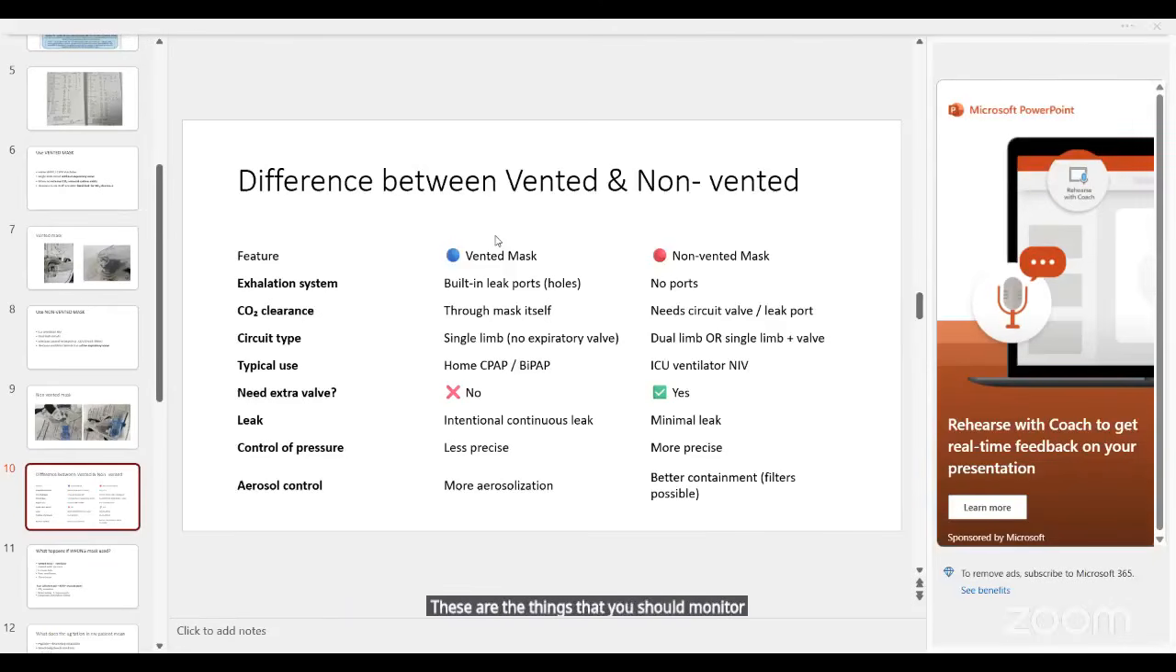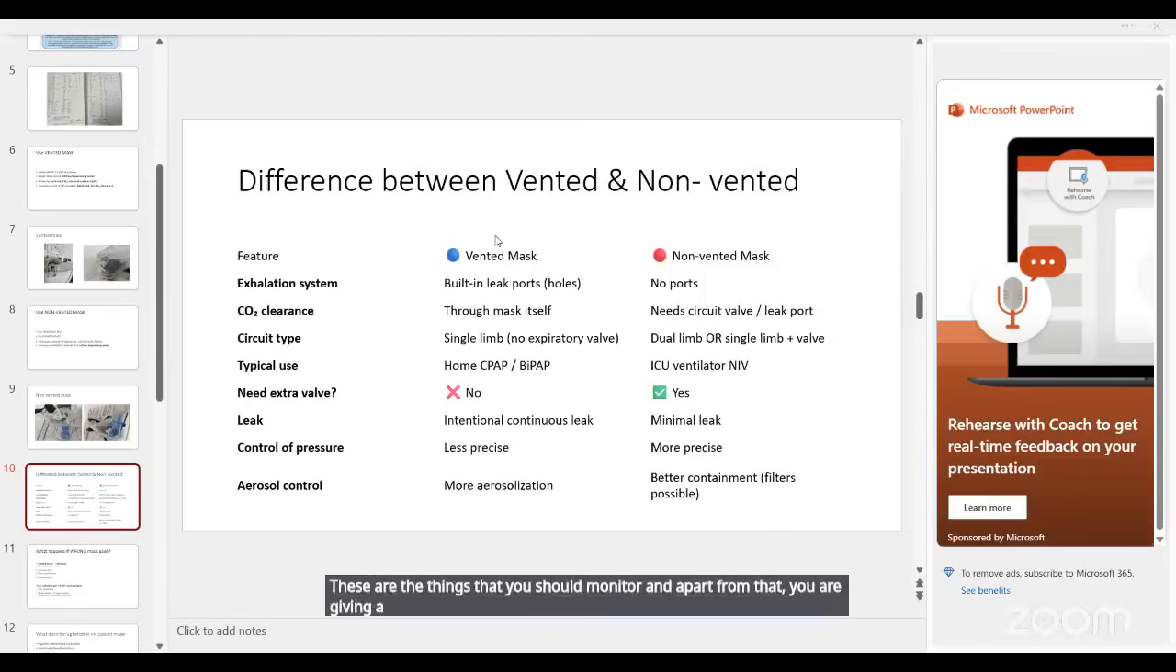And apart from that, you are giving a positive pressure ventilation. You should also keep an eye on the blood pressure. This is how we see. And he has beautifully answered certain questions which he made for himself.